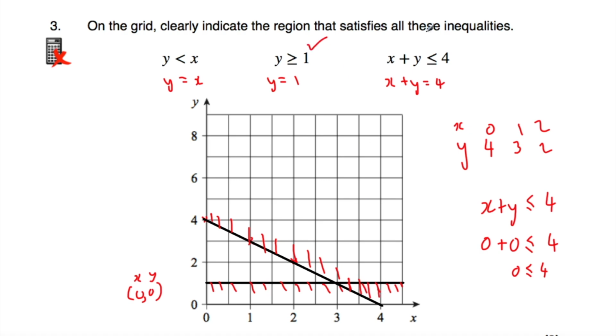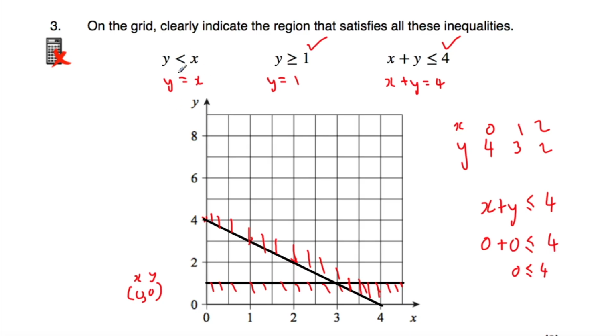Okay, so we've done this inequality, y is bigger than or equal to 1. We've done this inequality, x plus y is less than or equal to 4. Now let's have a look at this one. y is less than x. Now this is our first inequality where it's just a less than, it's not less than or equal to. So whenever it's a less than or greater than, what we do is we draw the graph of y equals x, but instead of doing a solid line, we do a dashed line because it's y is less than x. It can't actually be on the line.